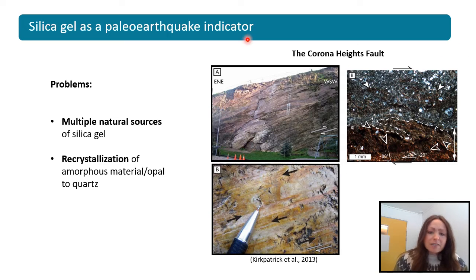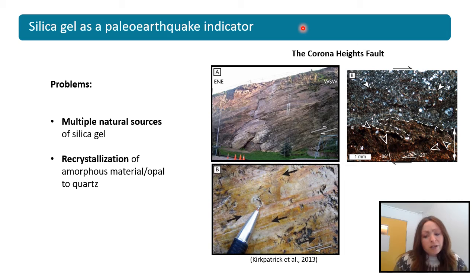Now, interpreting that a silica vein formed by dynamic weakening in a fault is not straightforward. For one, there are multiple natural sources of silica gel, such as hot springs, volcanic vents, epithermal veins associated with volcanic fluids, and even diagenesis of sediments containing biogenic hydrous silica grains. The second problem is that amorphous silica, or opal, is not very stable under normal crustal conditions, and it dehydrates and recrystallizes to quartz even at low greenschist facies conditions.